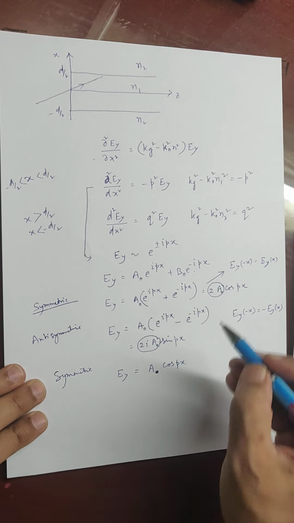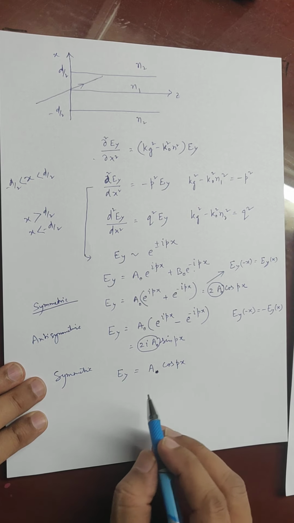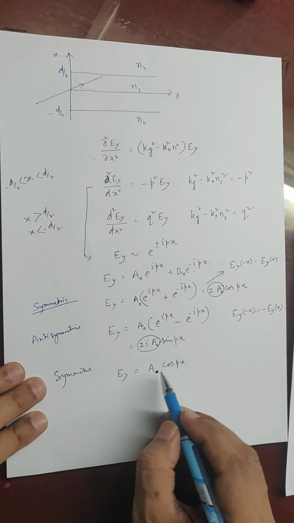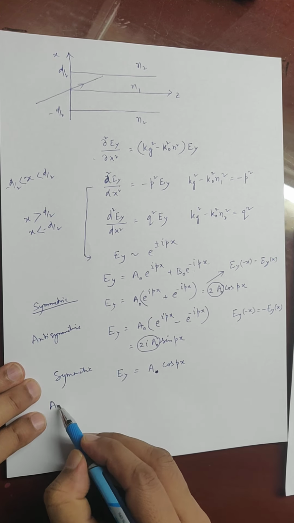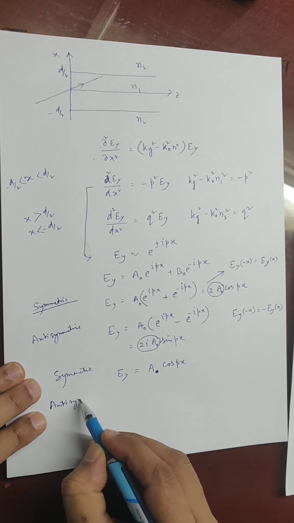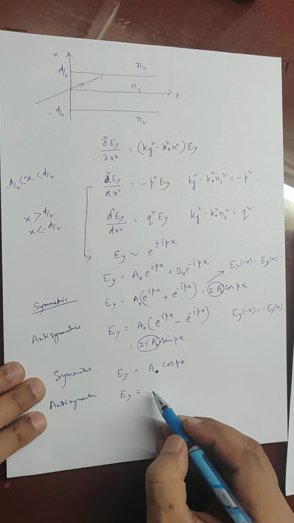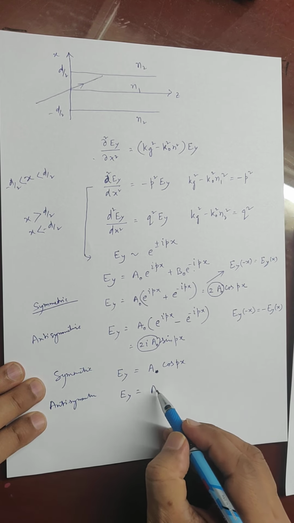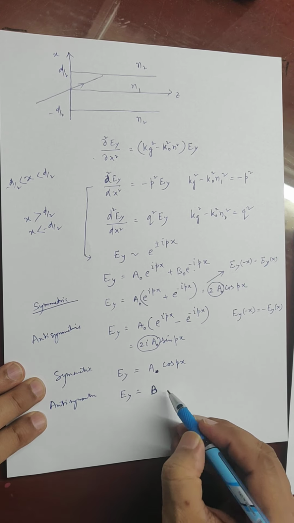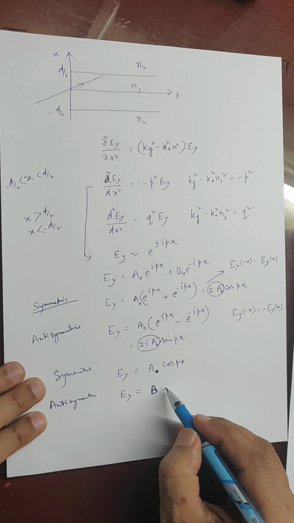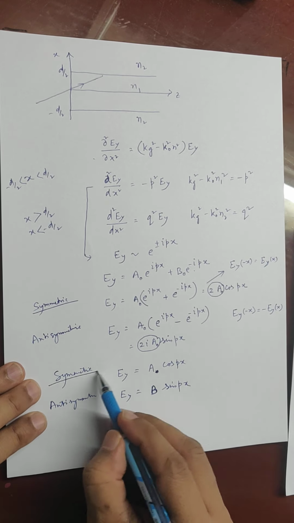So 2a naught is being kept just for the sake of simple representation. So Ey is a cos px, and similarly for the antisymmetric solution I can take Ey as some other constant b and sine px.